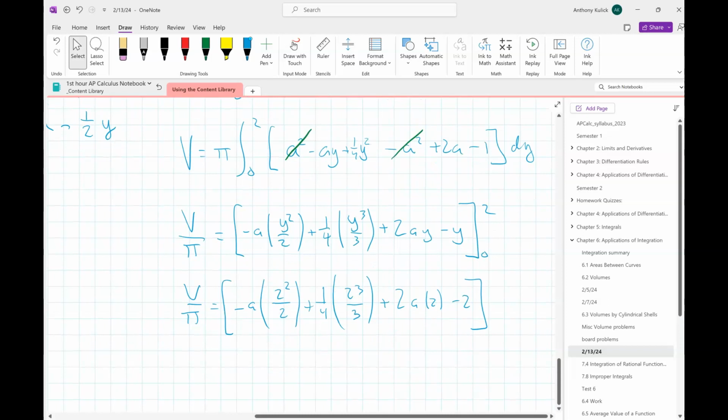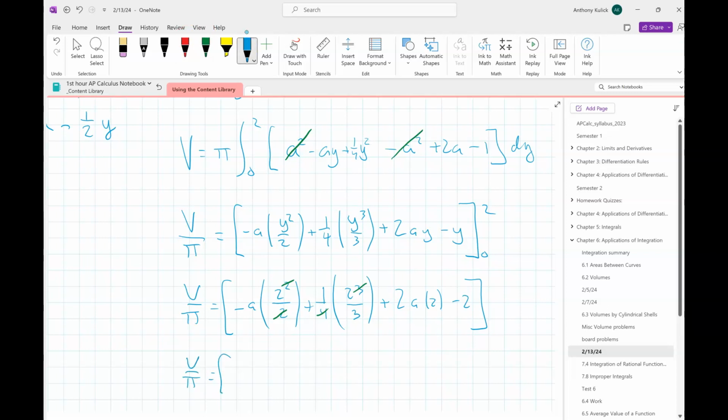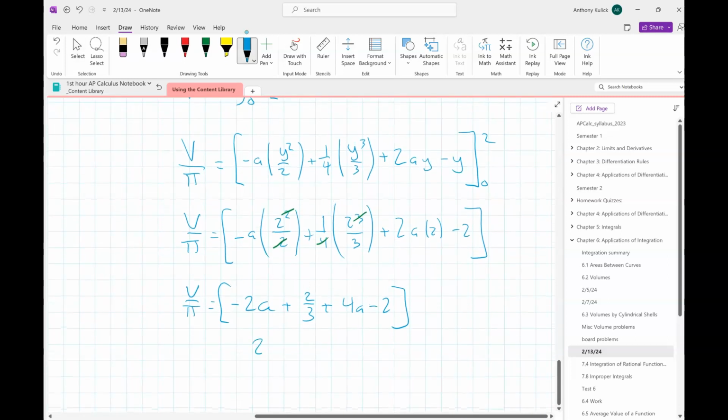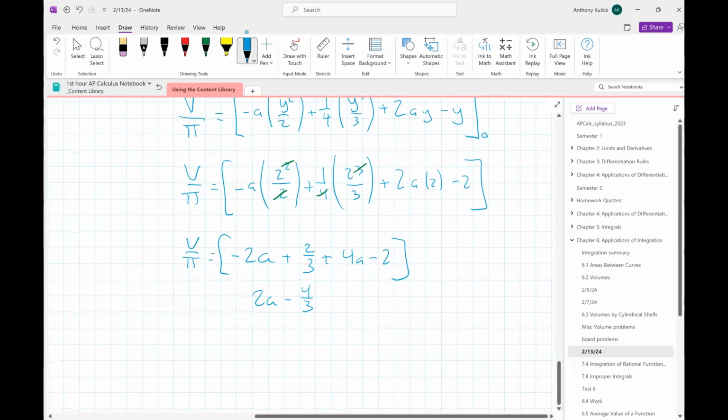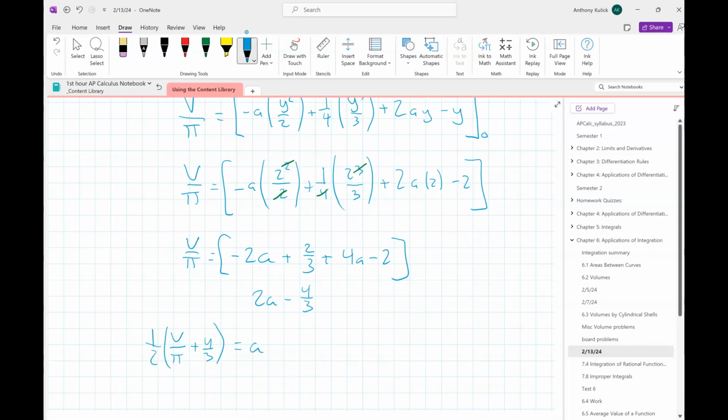Okay. Let's see. That reduces there. So I have minus 2a plus 2/3 plus 4a minus 2. So that's going to be 2a minus 4/3. So I'll add that 4/3 over and then multiply by 1/2. Maybe get that.